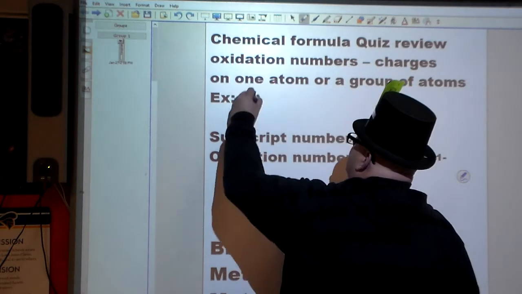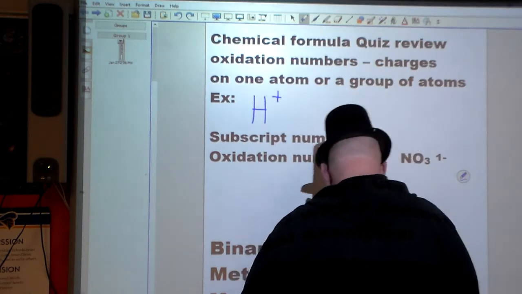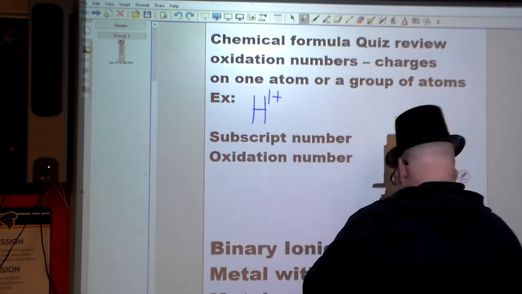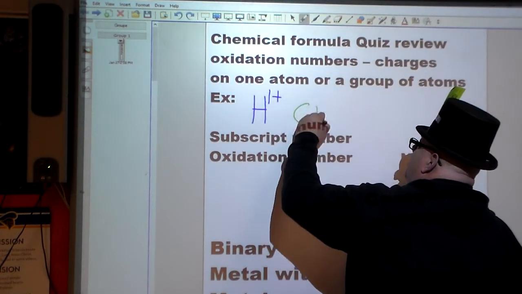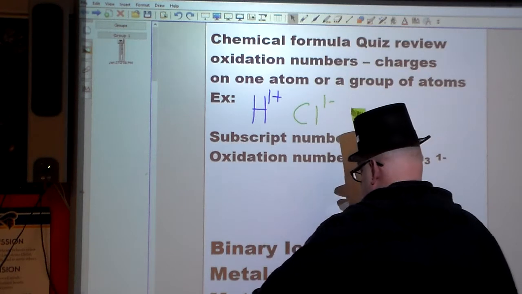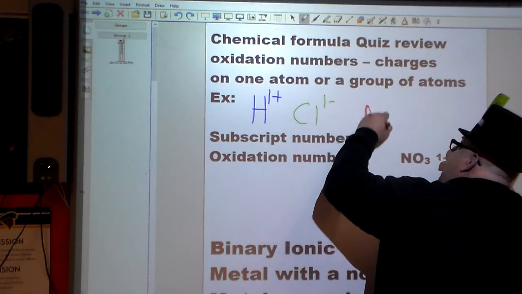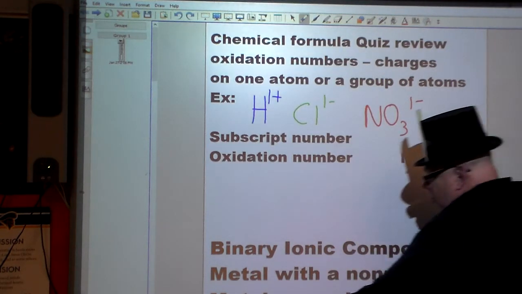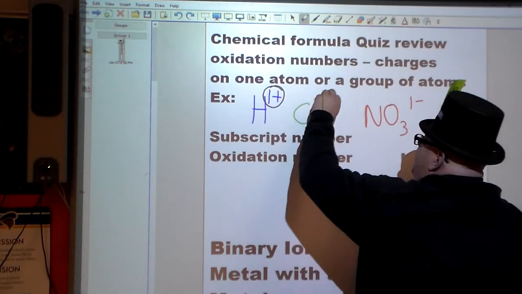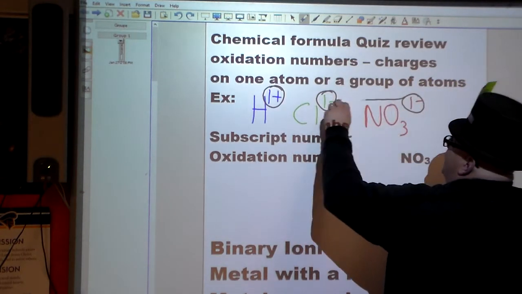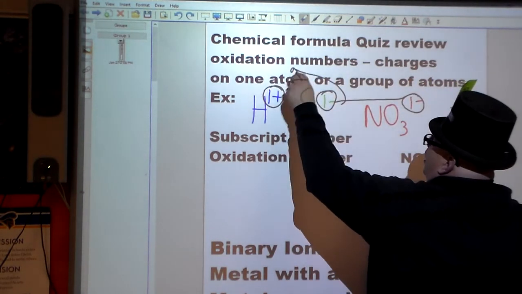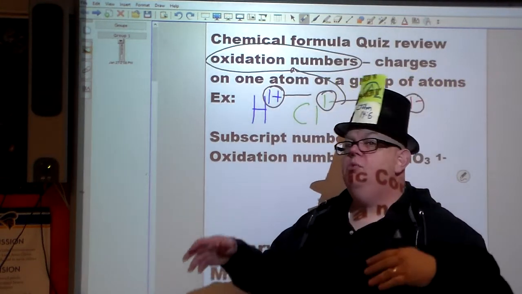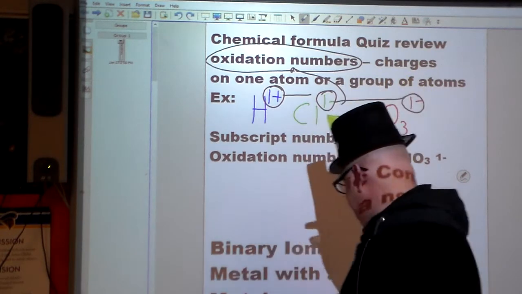So let's go ahead and look at some examples of oxidation numbers. So here's hydrogen with a +1 charge. Here's chlorine with a -1 charge. Now we can also have something like a nitrate, an NO3, with a total charge of -1. So when we look at these, ladies and gentlemen, in fact, these are oxidation numbers. So it can be a -1, a +1, -2, +2, and so forth.